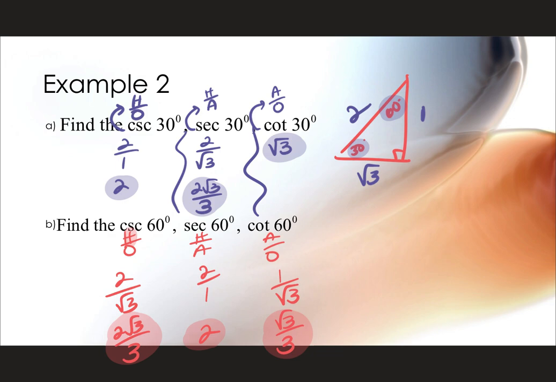So again, by the time we get to the test, it is completely up to you if you want to say, okay, I know 30 degrees is my pi over 6 and my pi over 6 is this coordinate point, or if you want to use your right triangle.